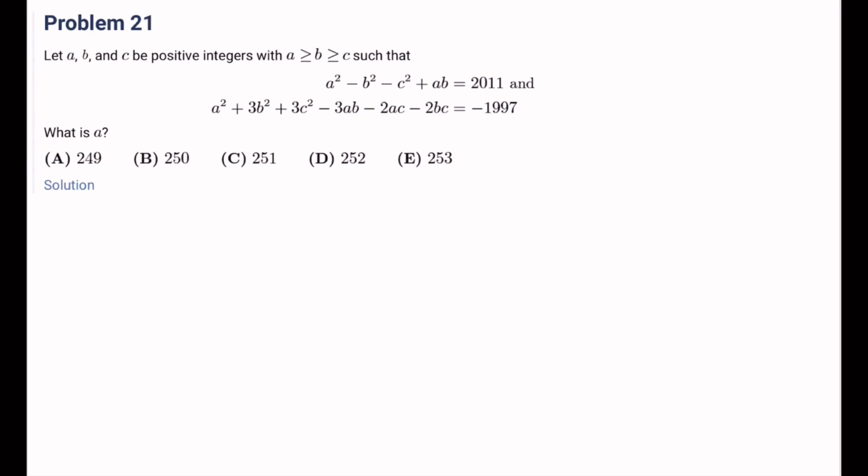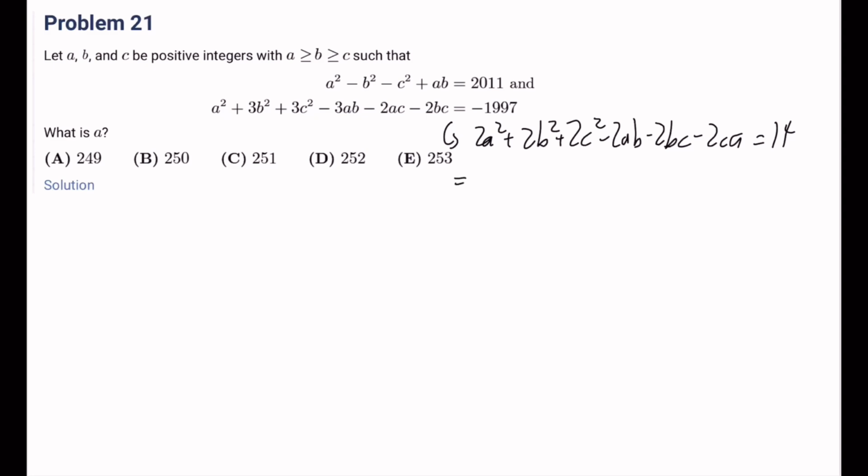Number 21. Let A, B, and C be positive integers with A greater than or equal to B greater than or equal to C, such that this and this both hold true. What is A? Okay, so first of all, we just want to add those two together. And so if we do that, then we are going to get 2a squared plus 2b squared plus 2c squared minus 2ab minus 2bc minus 2ca. This is going to be equal to 14.